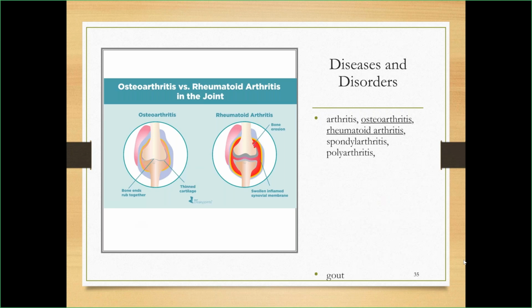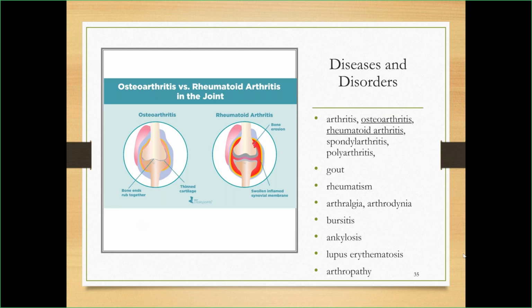Rheumatism is a general term for acute and chronic conditions characterized by inflammation, soreness, and stiffness of muscles and by pain in the joints and associated structures. Arthralgia and arthrodynia both mean joint pain. Bursitis is inflammation of a bursa. Ankylosis is joint stiffness and immobility. Lupus erythematosus, LE, is an autoimmune disease that involves connective tissue and can affect the joints. Arthropathy is the disease of any joint.